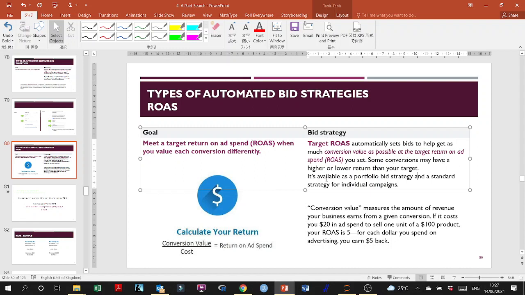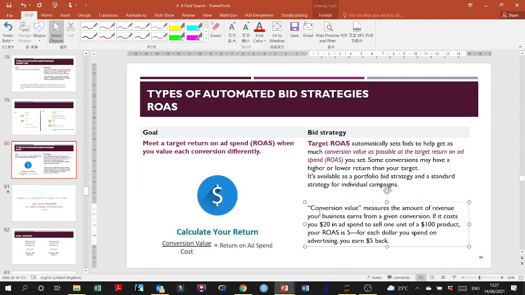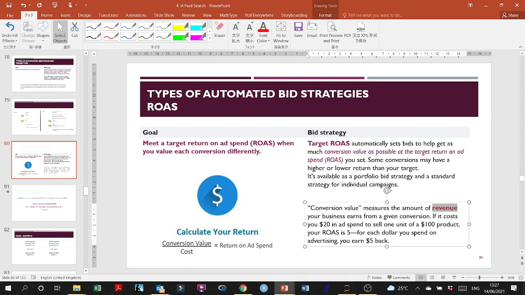Some conversions may have higher or lower return than your target. And over here we have the conversion value measures the amount of revenue your business earns from a given conversion. Revenue, do you see that? I'm going to highlight this again. So it doesn't really measure the cost, the profit basically.